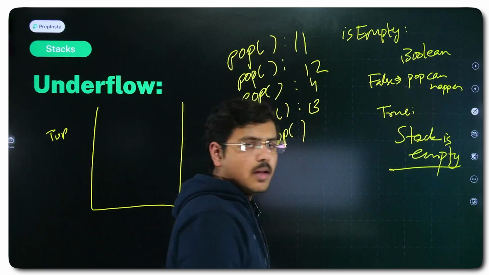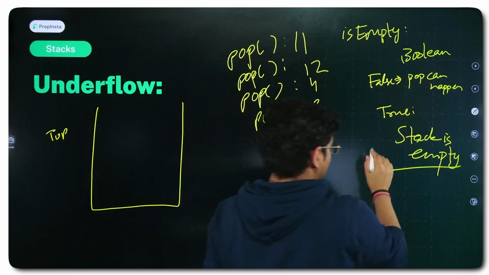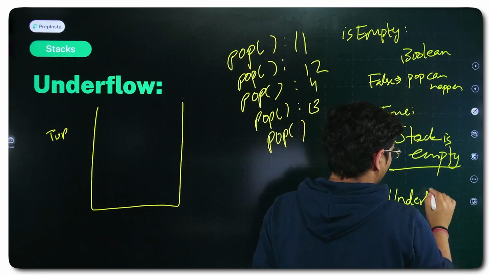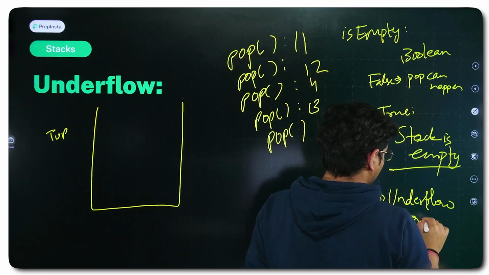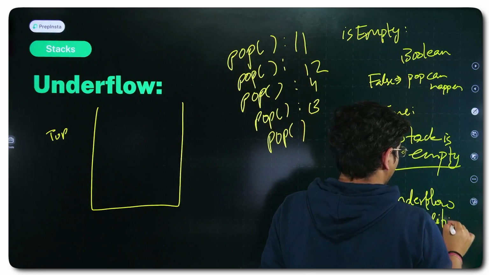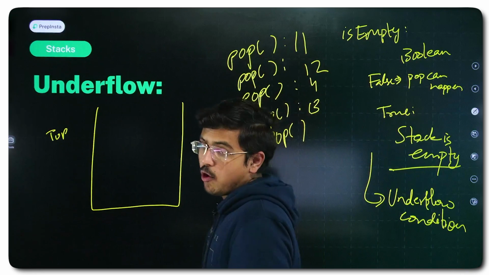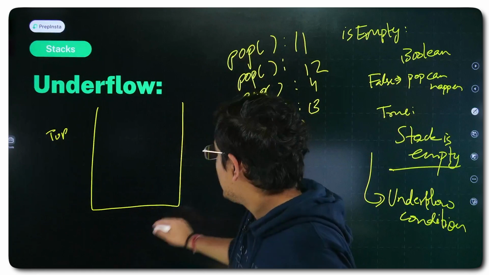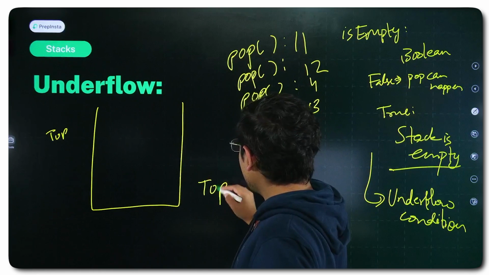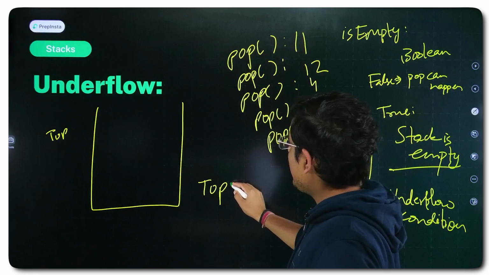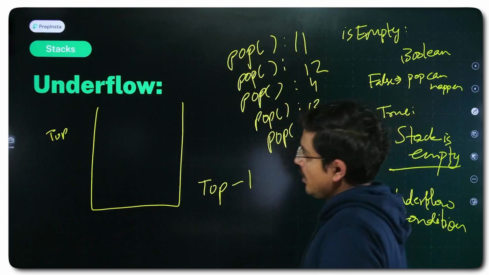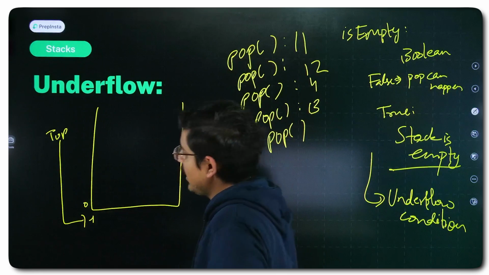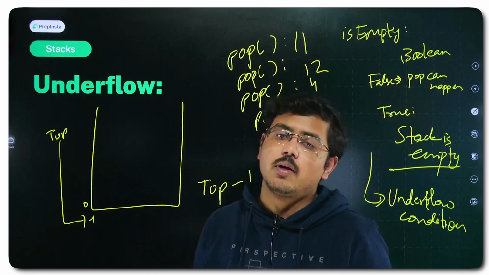If it doesn't have an element, what will you pop out? So for that case, you call it an underflow condition, where pop operation cannot be performed. But in such condition, there is a catch. Top is pointing to -1. This location was 0th index, so now it is pointing to -1 index.